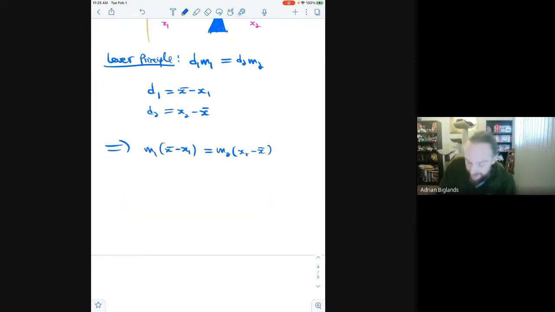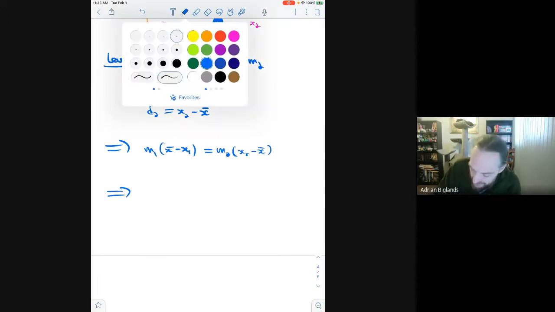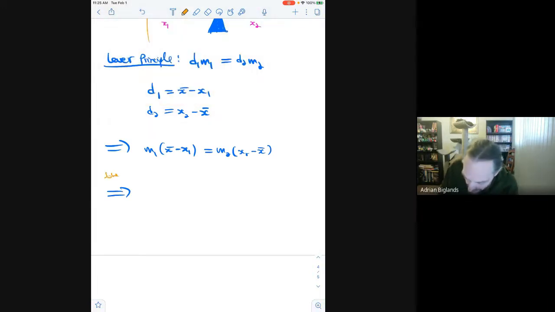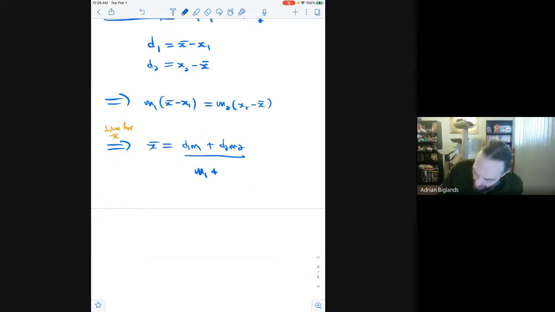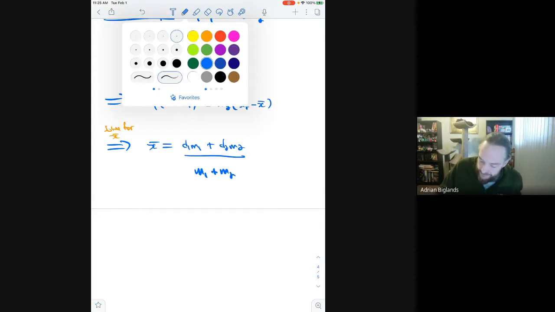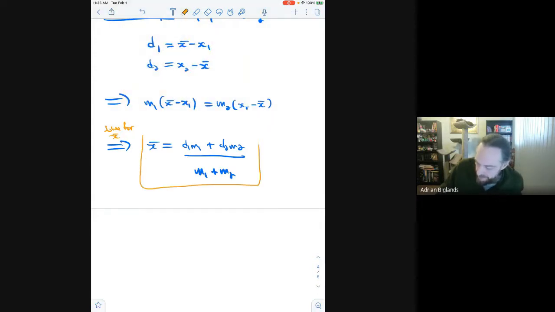And if we solve, in this case, for x bar, I won't do all the steps, but immediately flip it around, and you're going to get that x bar has to equal (d1 m1 plus d2 m2) over (m1 plus m2). This is called center of mass in one dimension.